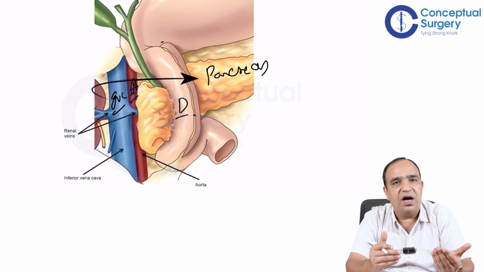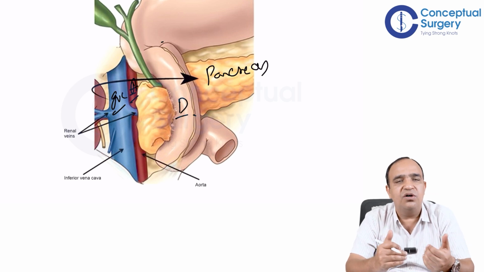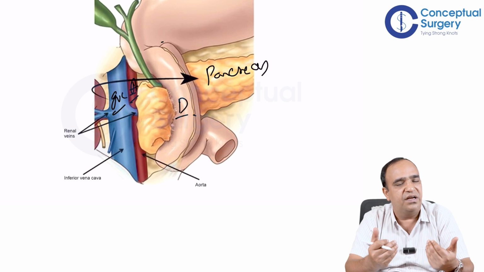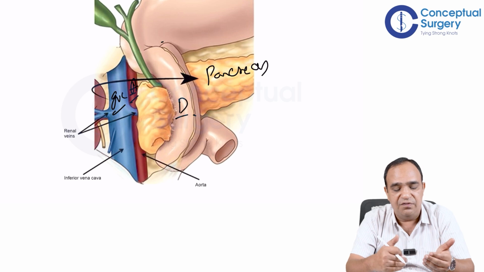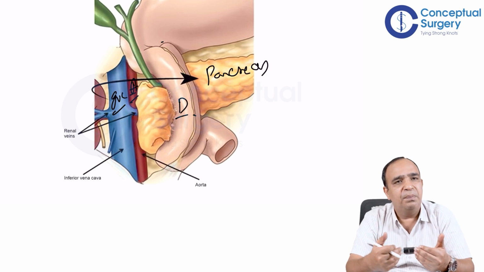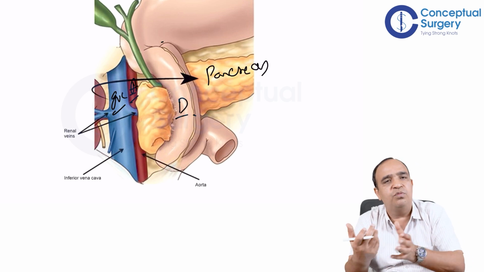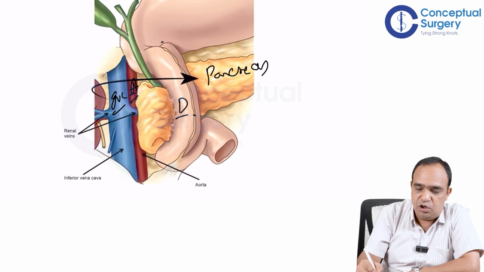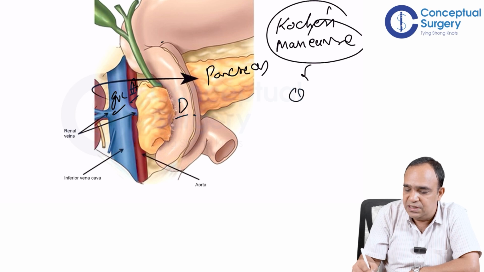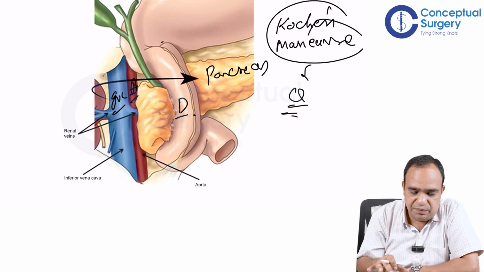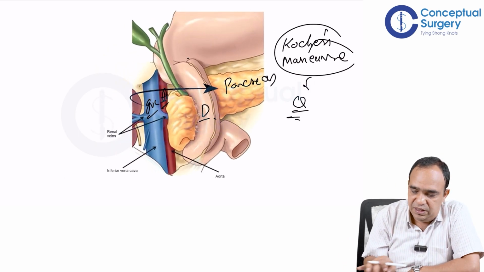So if you have to operate on the IVC, or you need to remove the lymph nodes behind, or some structures behind are needed, you need to mobilize the duodenum. Even for pancreatic surgeries and many duodenal surgeries, you need to mobilize the duodenum. So this is called Kocher maneuver. You should know this. That can be another separate question. Okay, so we are done with this.